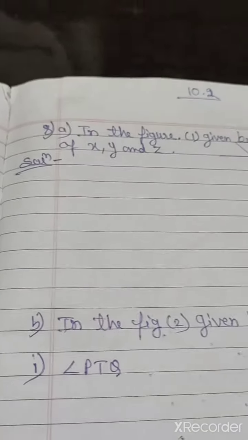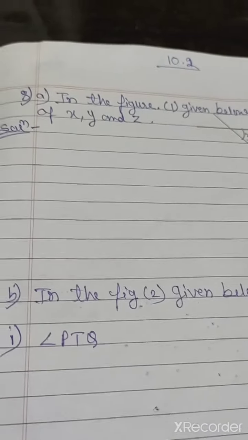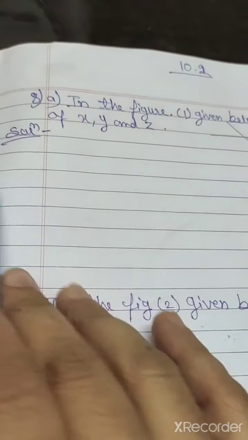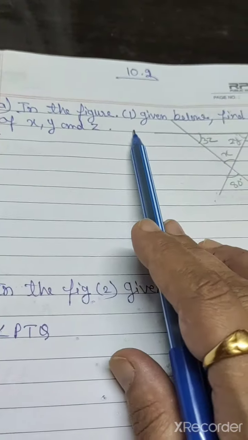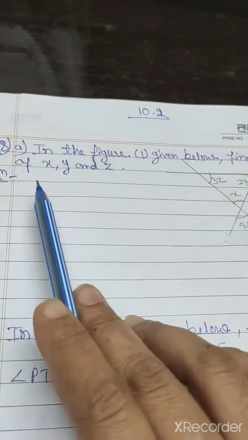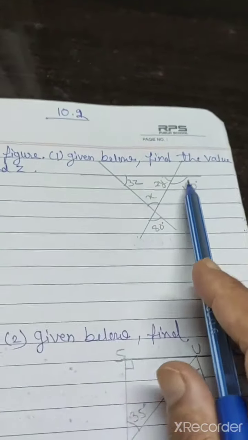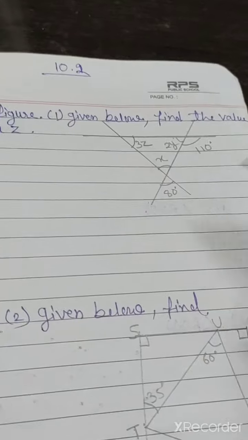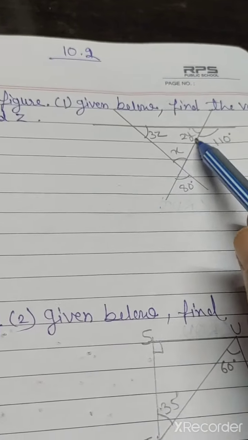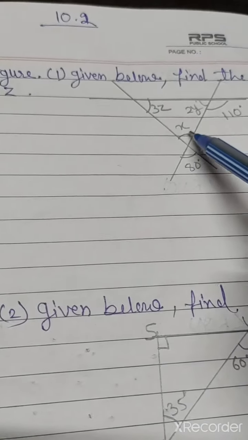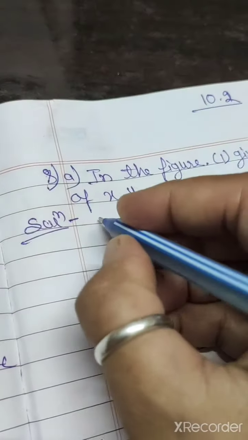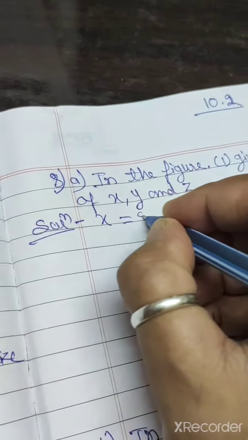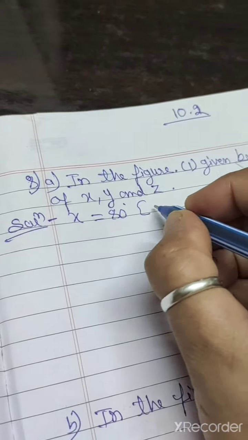Good morning, student. Today I am going to solve exercise 10.2, question number 8, A part. In the given figure, find the value of x, y and z. Figure given. So one by one calculate x, y and z. X is equal to 80 degree, vertically opposite angle. So write x is equal to 80 degree, vertically opposite angle.